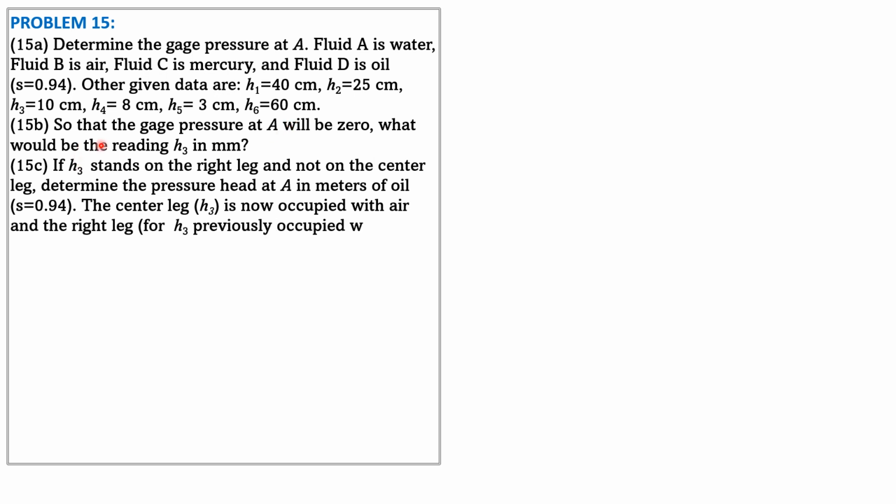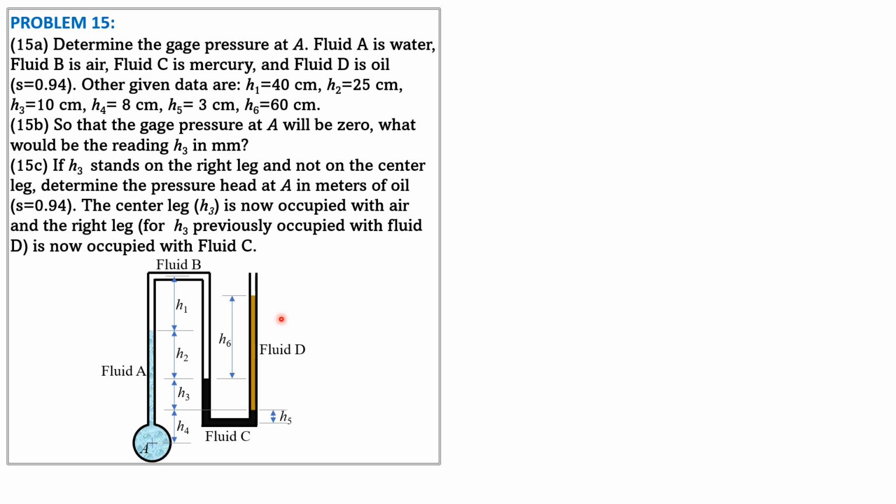Part B: so that the gauge pressure at A will be 0, what would be the reading H3 in mm? Then part C: if H3 stands on the right leg and not on the center leg, determine the pressure head at A in meters of oil of specific gravity 0.94. The center leg is now occupied with air, and the right leg, previously occupied with fluid D, is now occupied with fluid C. So here is the given figure.